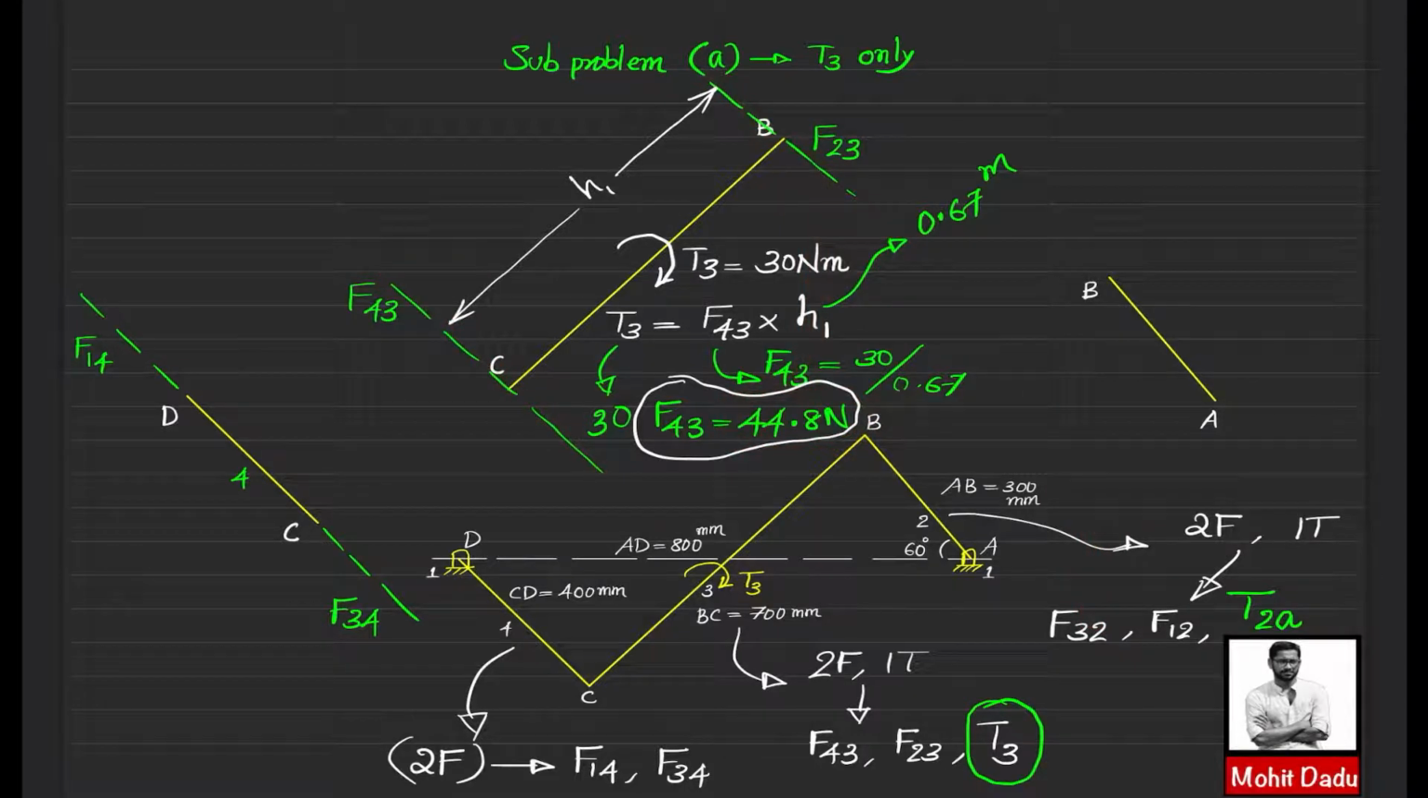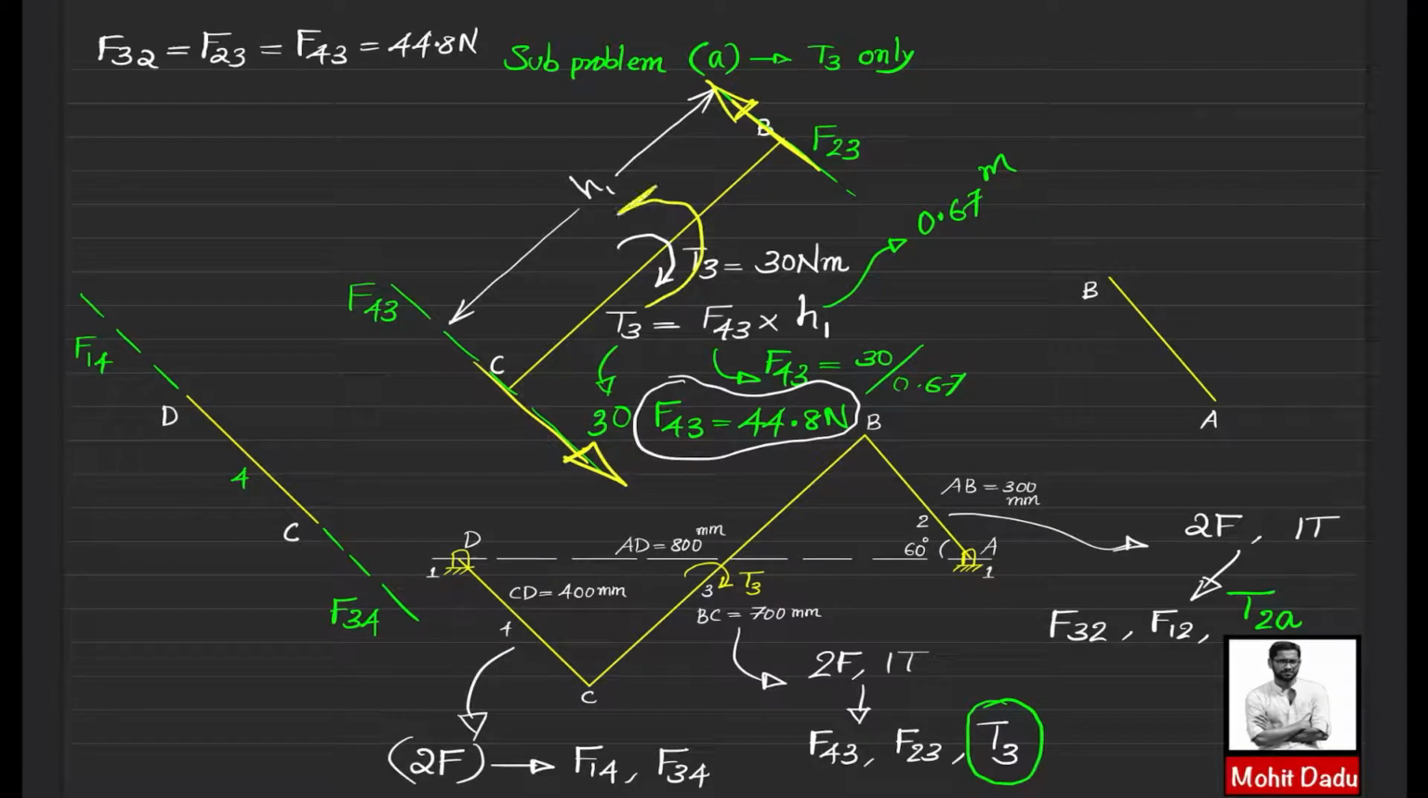That means the value of F32 is equal to F23, and that is the same as F43, whose value is 44.8 Newton. So now we have the arrowheads which are acting. The vector F23 will be acting in this way. This is the direction of F23, and F43 will be acting in this direction. Then only they will create an anti-clockwise couple while the applied torque is clockwise.